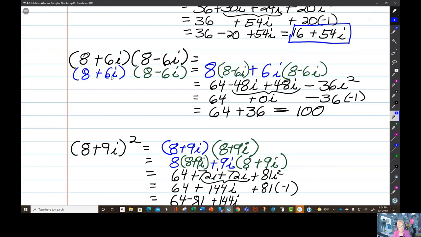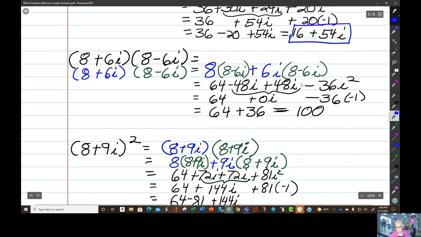Well, I color-coded the first set of parentheses, color-coded the second set of parentheses, took 8 from the first set of parentheses, multiplied it by the second set of parentheses, and then 6i from the first set of parentheses, and multiplied it by the second set of parentheses. And what happens is I get 64 minus 48i plus 48i minus 36i squared.